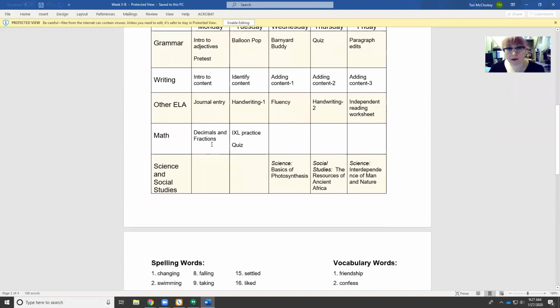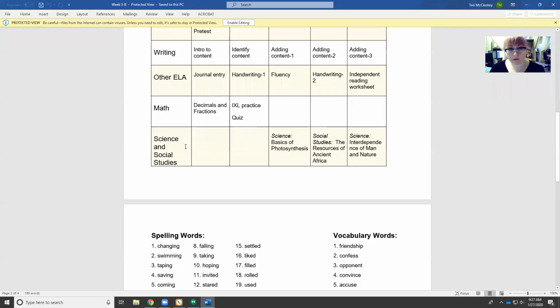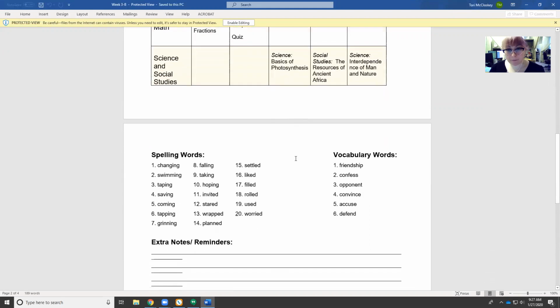For math, you have decimals and fractions and IXL practice and quiz. Then you can have 3 days off, or you can spread this out, your choice. Then science and social studies, you can have 2 days off. And then basics of photosynthesis, the resources of ancient Africa, and interdependence of man and nature. And again, I have 2 days here, but you can spread them out if you'd like to.